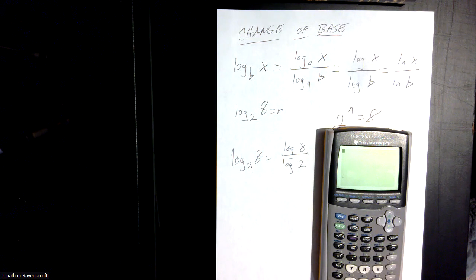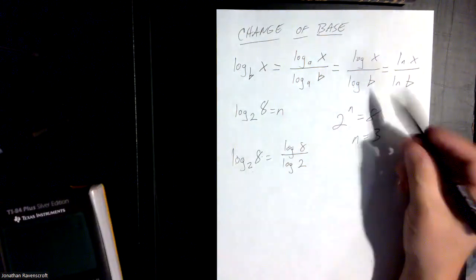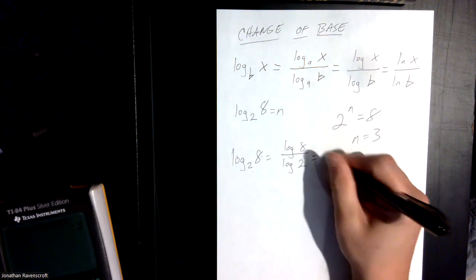Now be careful with log, it'll auto-generate some parentheses in the calculator. I want to say log of 8, close, divided by log of 2. And there we go, we get 3. So rather than having to do this mentally, I can just say, okay, this is 3.